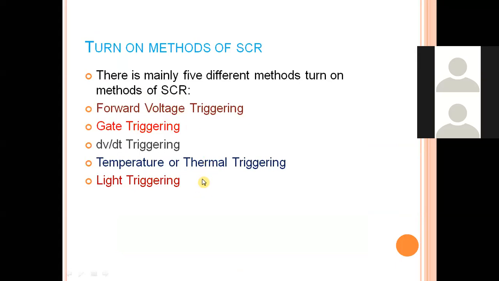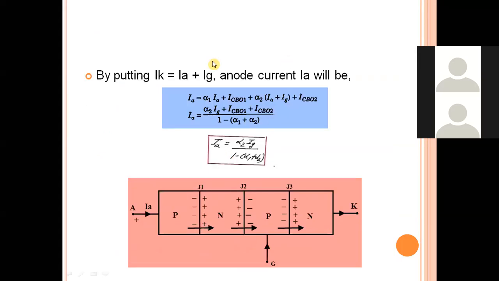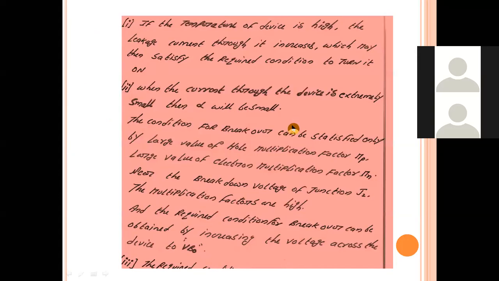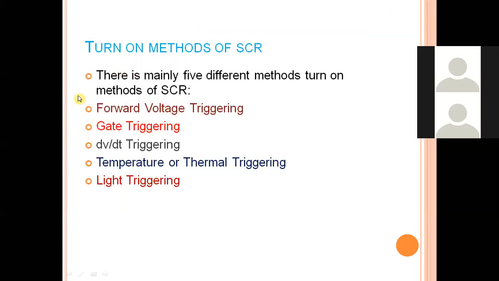Actually, in your syllabus the two transistor analogy is not provided; simply the turn on methods are considered. To get these turn on methods, we need to consider the two transistor analogy. By the two transistor analogy, the turn on methods for the SCR are these five: forward voltage triggering, gate triggering, dV by dt triggering, temperature or thermal triggering, and light triggering. Briefly, in 2 minutes, I will close these turn on methods, and we will see them clearly in the next session.